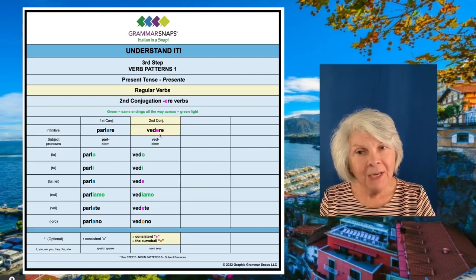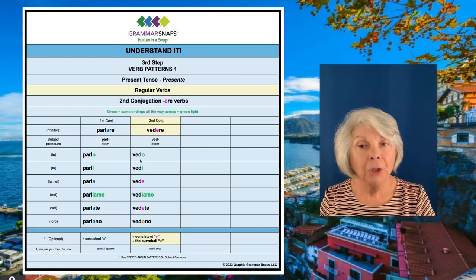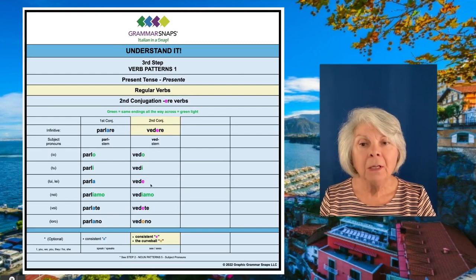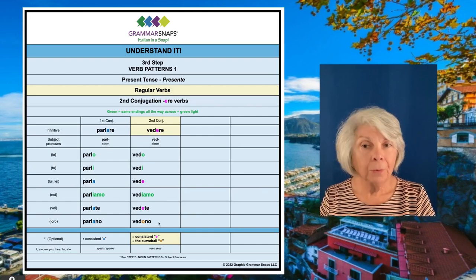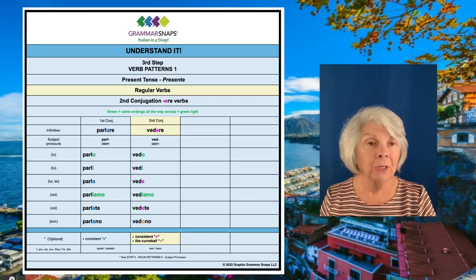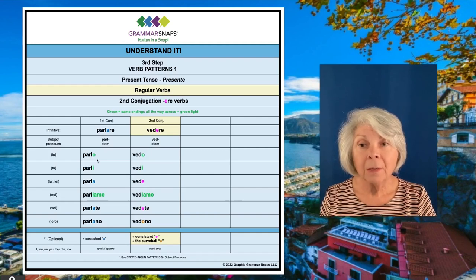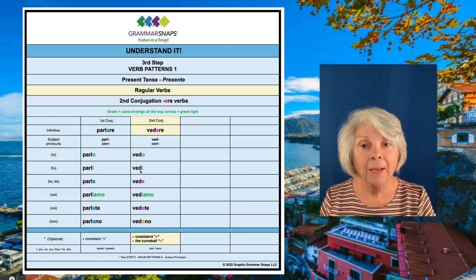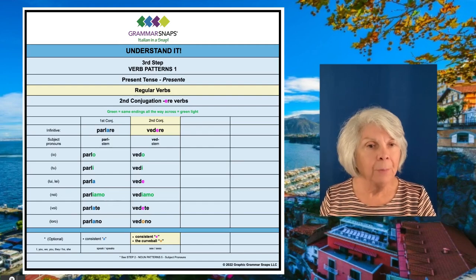We're looking at ERE verbs. Our stem is ved, and so vedo, vedi, vede, vediamo, vedete, vedono. By yourselves, you can see one consistency. You can see the green light. Parlo, the O is carried over. Parli, the I, vedi. Vediamo. So those are easy.